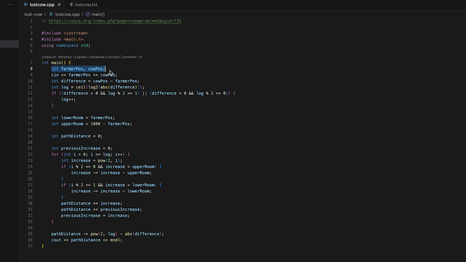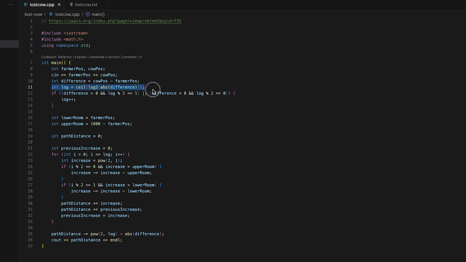We start off by getting the farmer position and the cow position from user input. Where the stuff really starts is the difference. We're finding the difference between the cow position and the farmer position. If cow position is greater than farmer position, we're going to get a positive number. And if cow position is less than farmer position, we're going to get a negative number. And we don't want to take the absolute value of this, because whether the difference is positive or negative is crucial to figuring out how much Farmer John needed to travel.